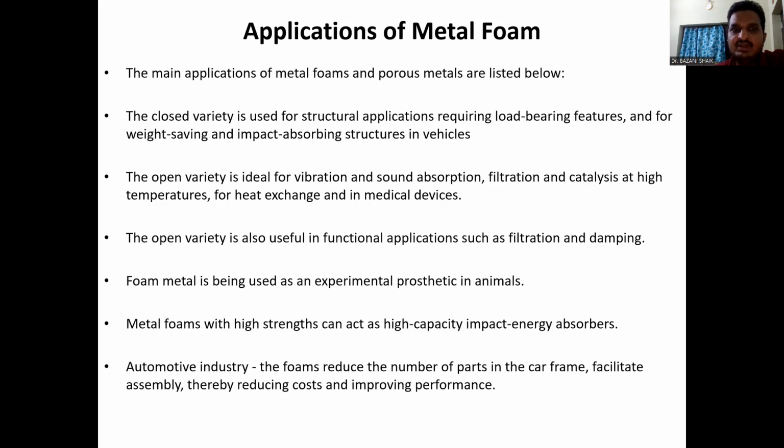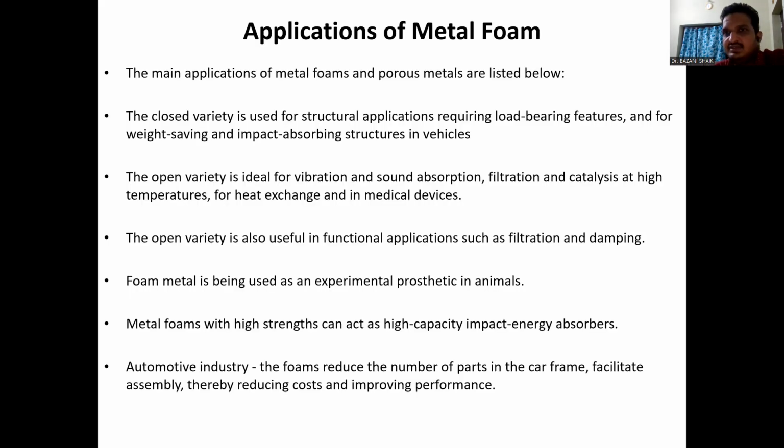And also coming to metal foam, with its high strength, it can act as a high capacity impact energy absorber. And coming to automotive industries, how they are applicable with the help of metal foam materials. The foams reduce the number of parts in the car frame and also facilitate assembly, thereby reducing cost and improving performance. These are the basic changes involved related to these metallic materials and metal foams.